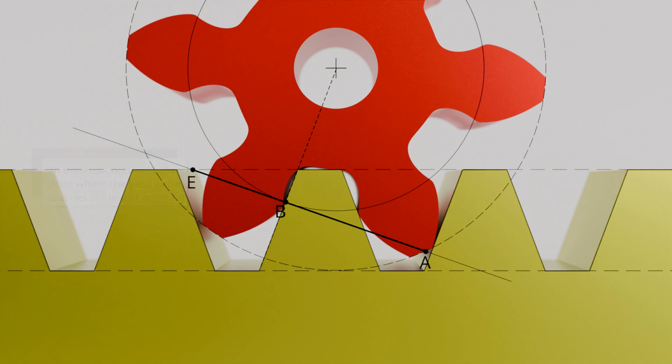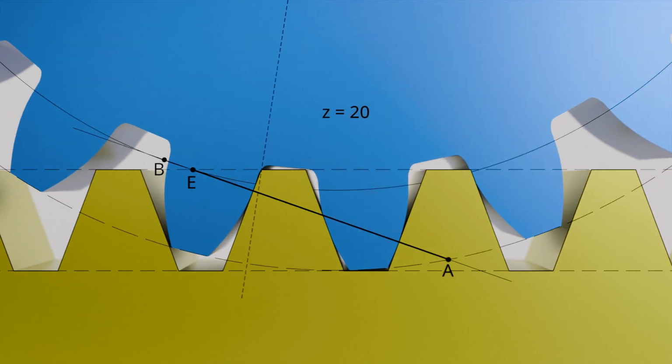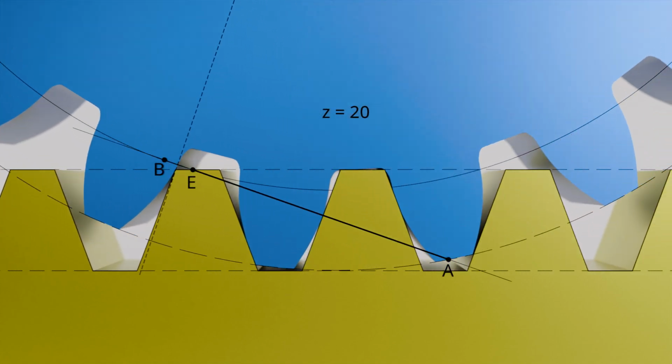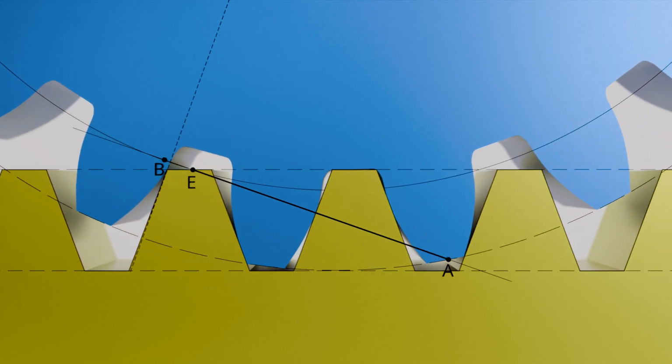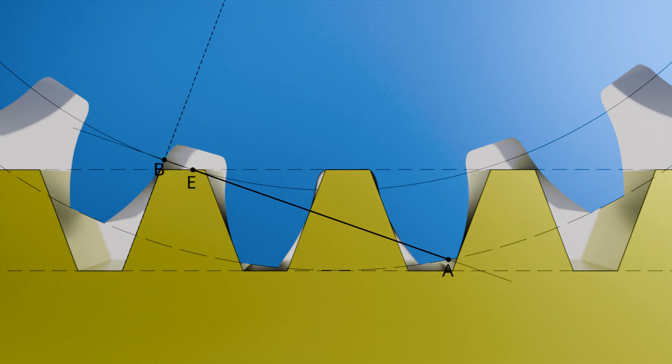Compared to the red gear with 6 teeth, the animation shows the meshing of the reference profile with a gear with 20 teeth. However, the point B from which an undercut theoretically occurs is outside the line of contact AE. The edge of the reference profile is therefore already out of mesh before it could have undercut the tooth. The teeth of the gear are therefore not undercut.